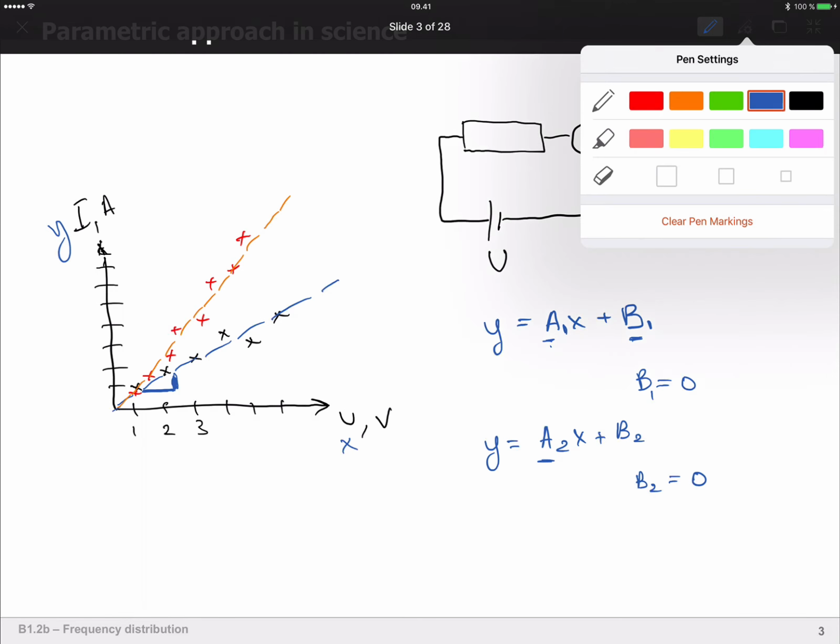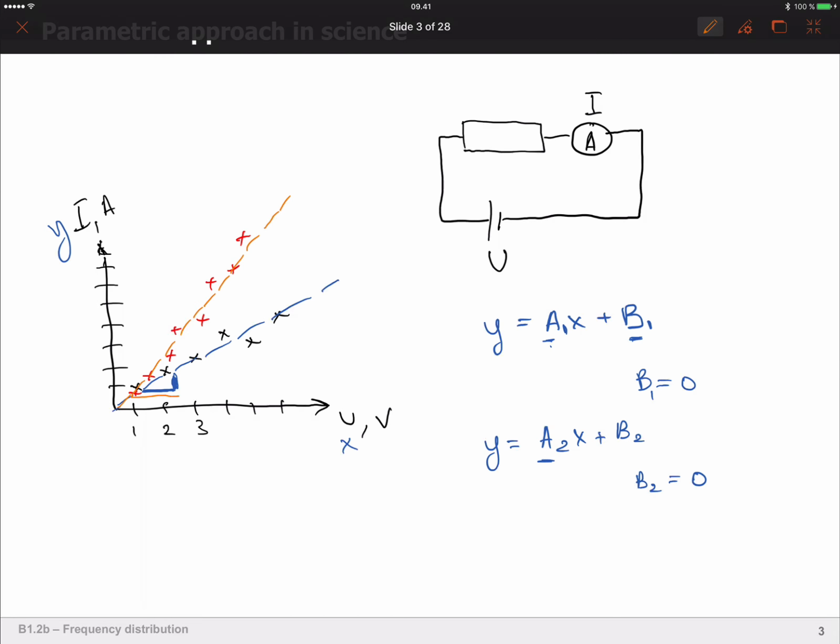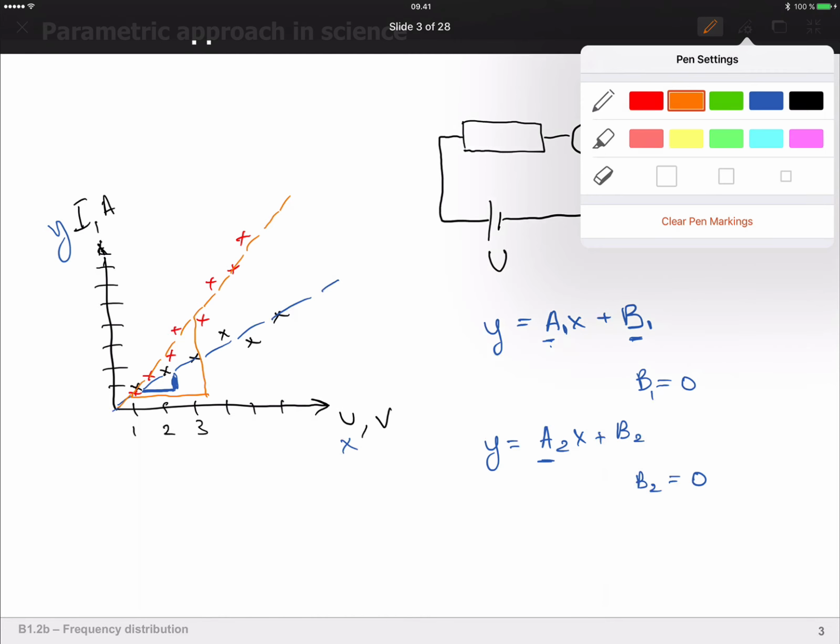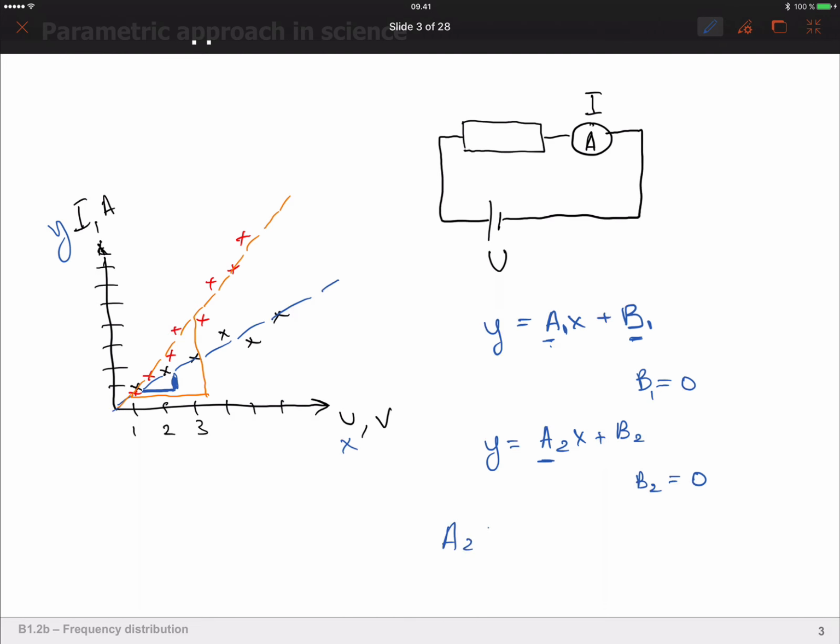I will just try to make a drawing. So this is the slope. You can see that the slope for the second line is larger than the slope for the first line, so A2 is larger than A1. What does it mean? Let's think about that. If you have, for example, 3 volts, in the first case it will be this current, but in the second case it will be this one. So the current in the second case will be larger, which means that the second metal conducts electricity better.